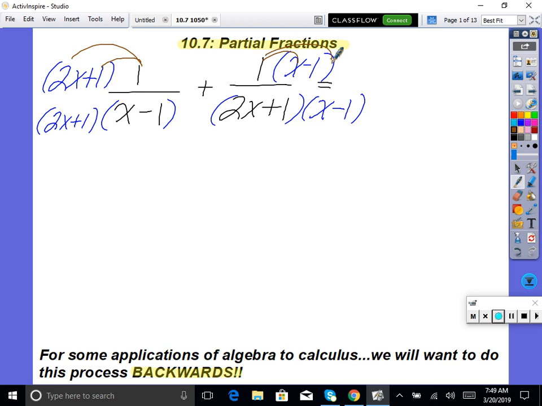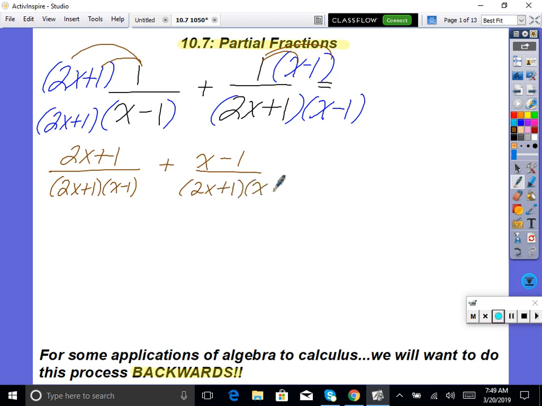Agree? So what I have right now is this. I have a 2x plus 1 all over the common denominator of 2x plus 1, x minus 1. Then I have plus, distributing my 1 in, x minus 1 all over 2x plus 1 and x minus 1. Now the point of that is so that when we get a common denominator, we can combine the numerator, correct? So now we can write this as one fraction.